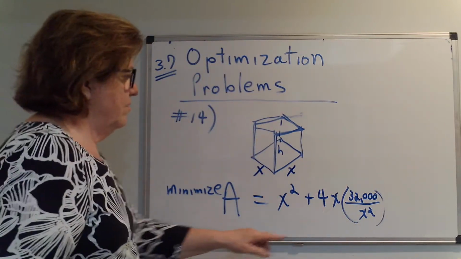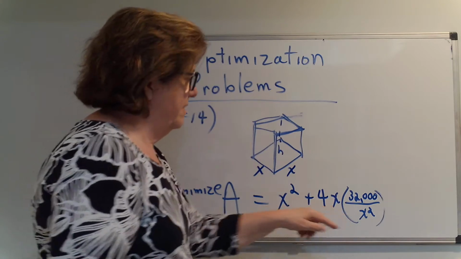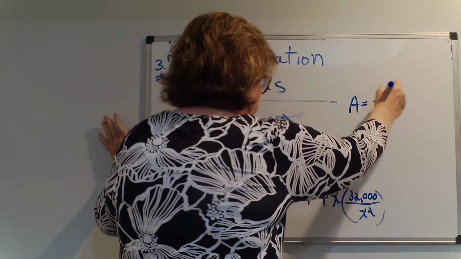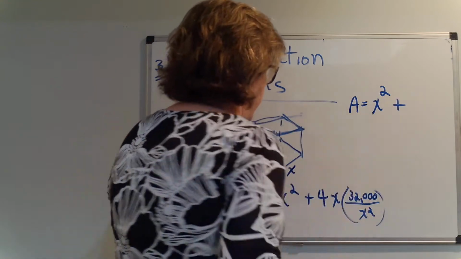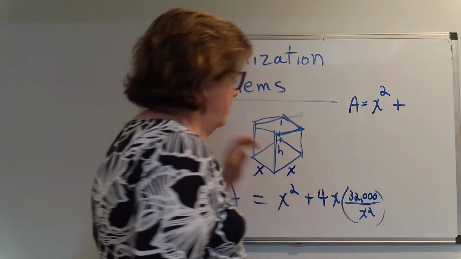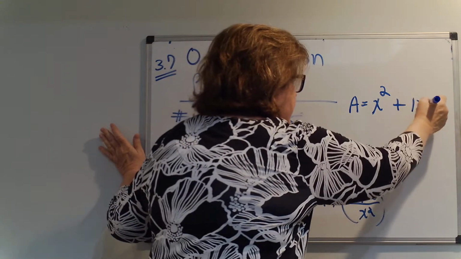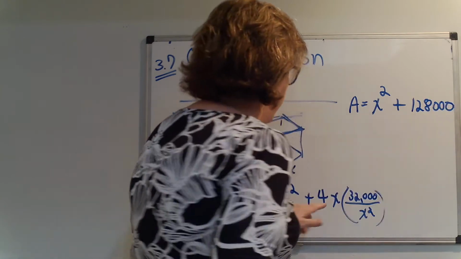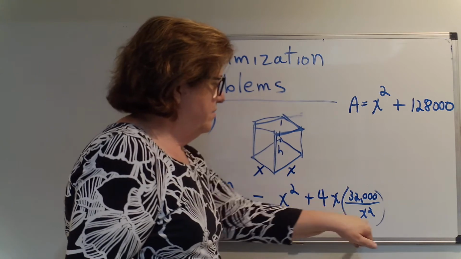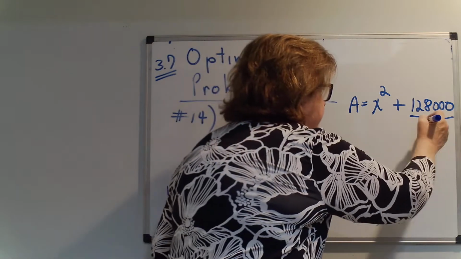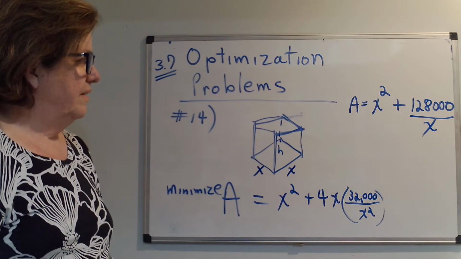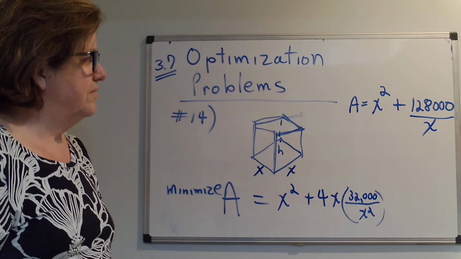Okay, so now we can simplify this, right? We can say this A is equal to x squared plus 4 times 32,000, which would be 128,000, right? 4 times 128,000 over x, canceling an x with one of those. This is the hard part, getting that function.